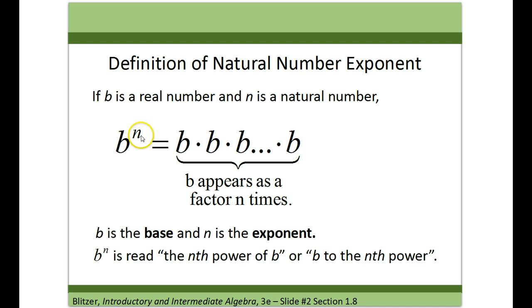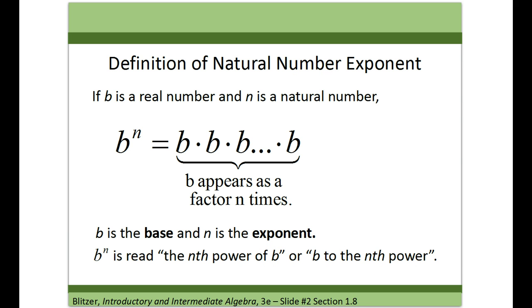B, with this little exponent notation up here, we say b to the n, or b to the nth power. This is defined as the following. It's repeated multiplication of this base number b, right here. So we just do b times b times b times b, n times. We call b the base and we call n the exponent. We read this expression as the nth power of b, or b to the nth.